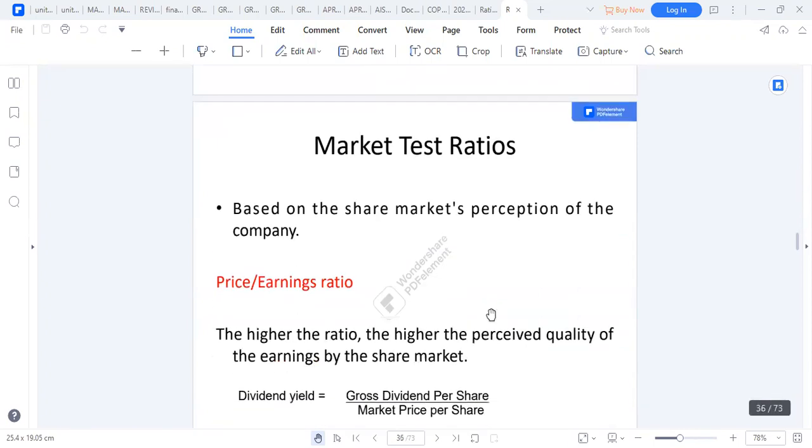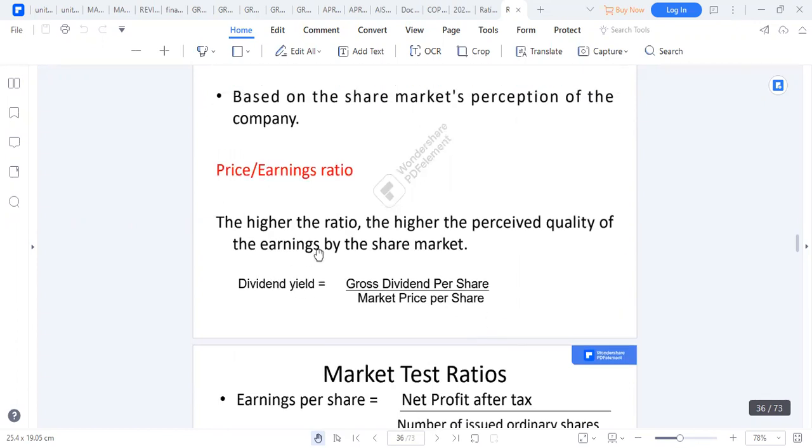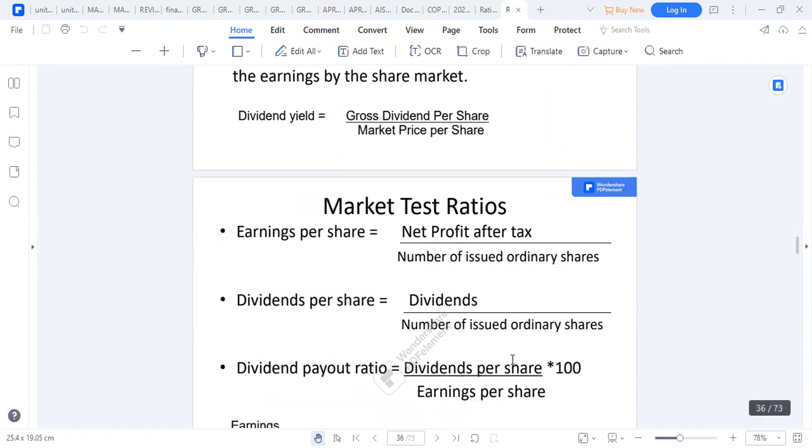The market ratios also look at investors in terms of the perception of the company at the market level. So we have the dividend yield, the EPS, which is earnings per share, and dividend per share. Dividend yield is given by the gross dividend per share divided by the market price per share. Earnings per share is the net profit after tax over the number of issued ordinary shares. Dividend per share is simply the dividends divided by the number of issued ordinary shares. And dividend payout is simply the dividend per share over the earnings per share times 100.